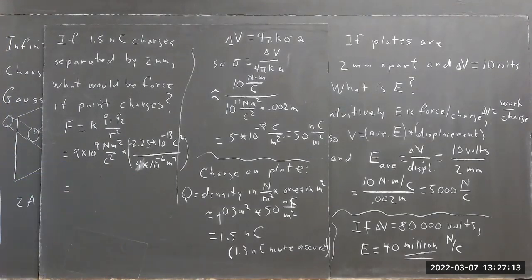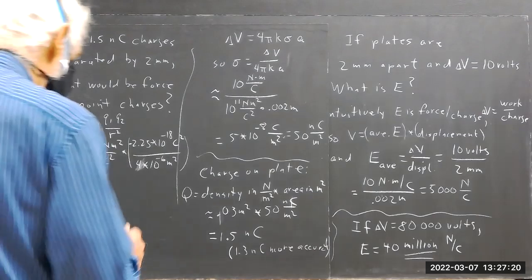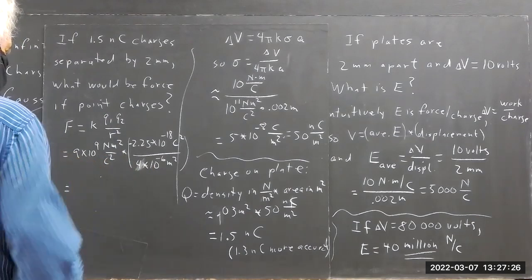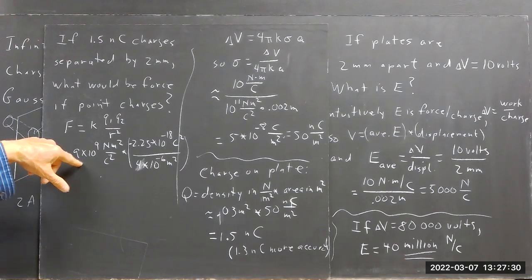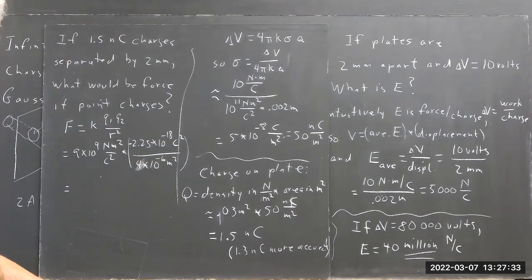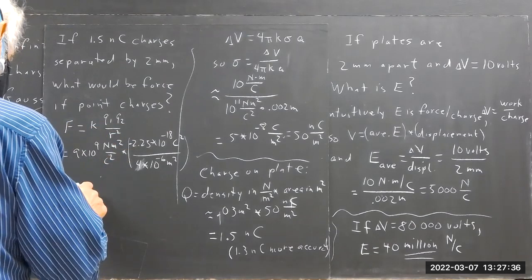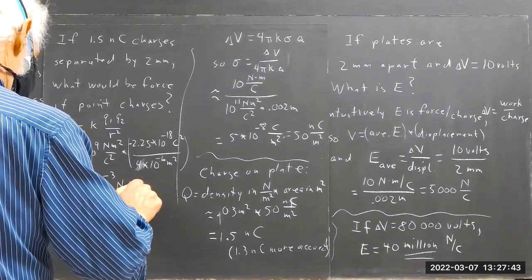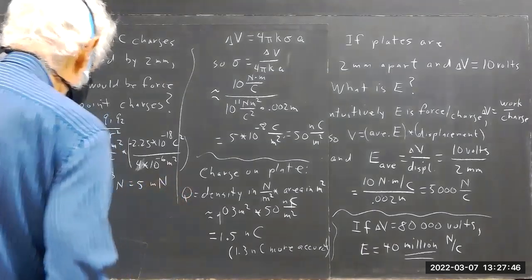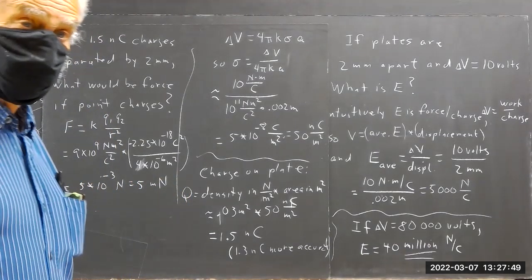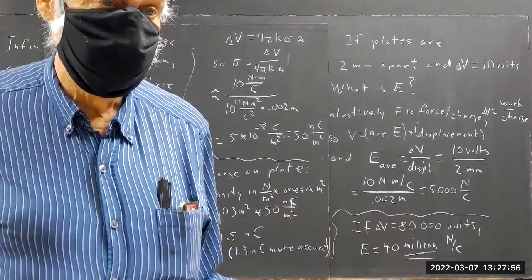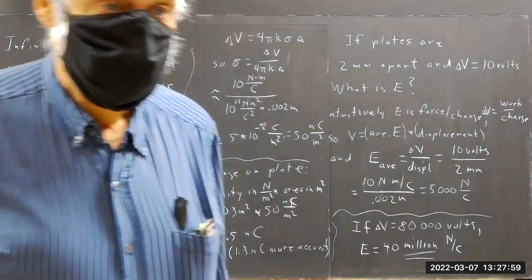It's going to come out a pretty small force, on the order of millinewtons or hundredths of a newton. You're going to have that's almost 10 to the 10th, and this is 10 to the negative 12th, right? And you're dividing this by 2, so you get like 5 times 10 to the negative third newtons, or 5 millinewtons, okay? So if these were point charges, they have a small but measurable force. You can actually feel a force, a millinewton, okay?